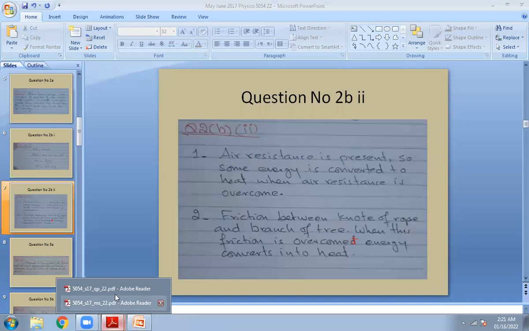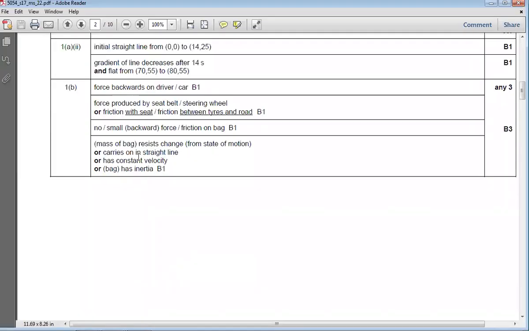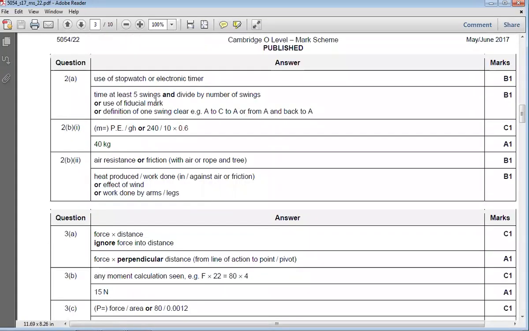I hope you understand this question. The question number 2 is done. So let's see, the marking scheme for the question number 2 is showing up on your screen. You can pause this video and read this marking scheme. You can take your time.